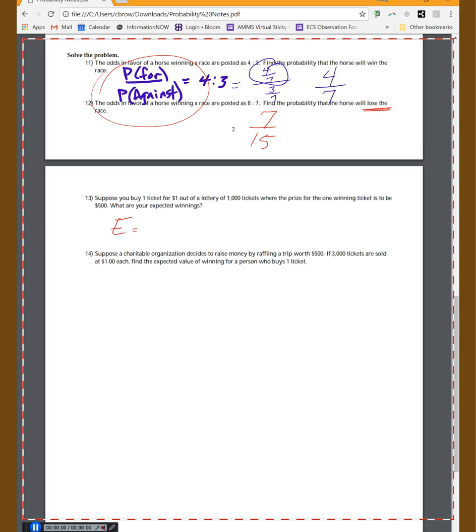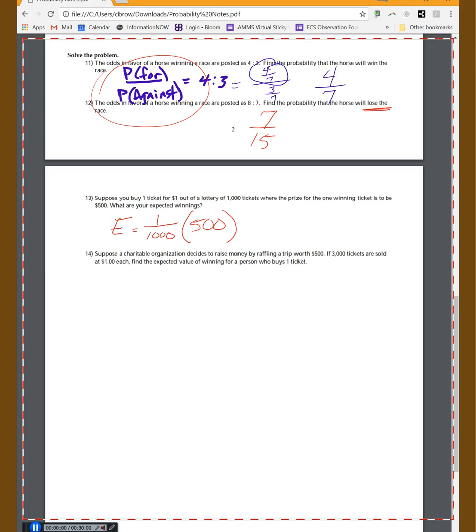So, when we set up expected value, I'll get my calculator right. Okay, the first thing we want to figure out is the probability of winning this particular drawing. Because we bought one ticket, it'd be 1 out of 1,000. That is the probability of us winning, 1 in 1,000. And we want to multiply that by how much we can expect to win if this happens. Well, a 1 in 1,000 chance has us winning $500.